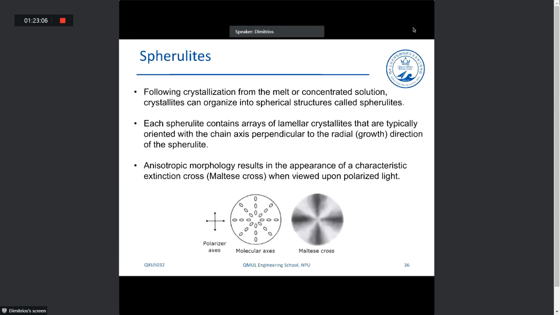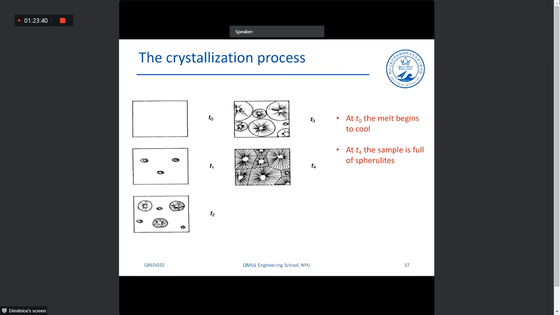So yeah, these are the spherulites we said, okay, and crystallites can organize into spherical structures that are called spherulites. Each spherulite contains lamellar crystallites, okay, and the anisotropic morphology of the spherulites, as you see, because they have different regions of optical response, leads to the appearance of this characteristic Maltese cross, okay. Yeah, this is a process that we said takes place during the crystallization process. This is the impingement.